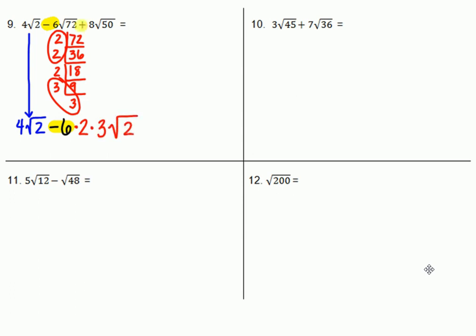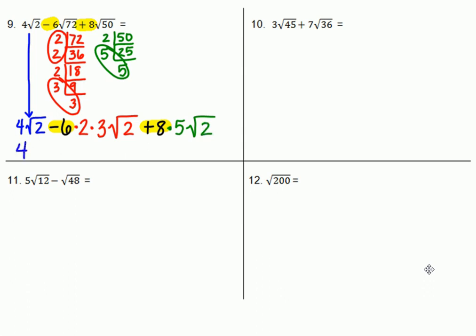In the last square root expression, we have a +8 that's on the outside. Don't want to forget about him. And 50 is not a perfect square, but it can be simplified. Notice we have a pair of 5s. So that pair of 5s comes out as 1 5, and we're left with a 2 on the inside.